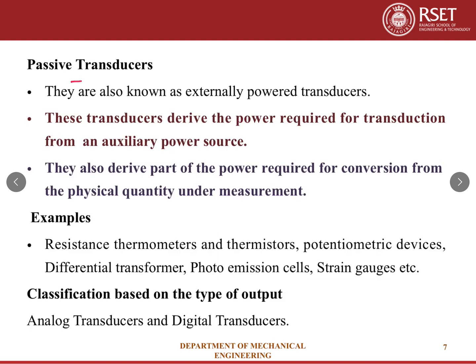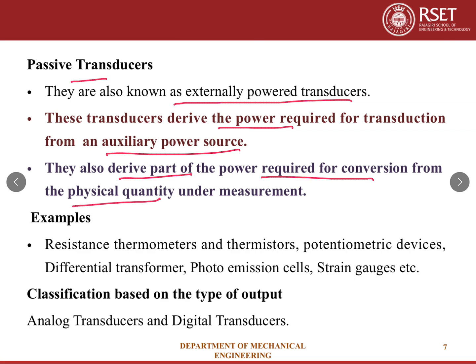Now, passive transducers. These are devices which require external power, or derive the power required for transduction from an auxiliary power source. They are also known as externally powered transducers. The other one is the self-powered, self-operated transducer. They derive part of the power required for conversion from the physical quantity under measurement.